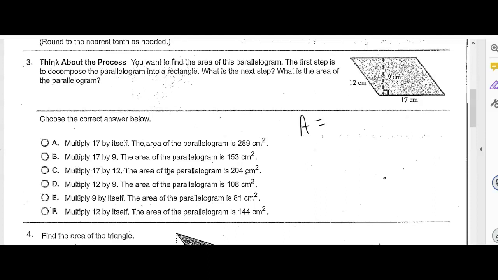Area equals base times height. All right. We don't know the area, so we can have area equals. What is the base of this parallelogram? Ella? 17 centimeters times the height. What is the height of this parallelogram? Lauren? 9 centimeters. Lauren, why is 9 the height?